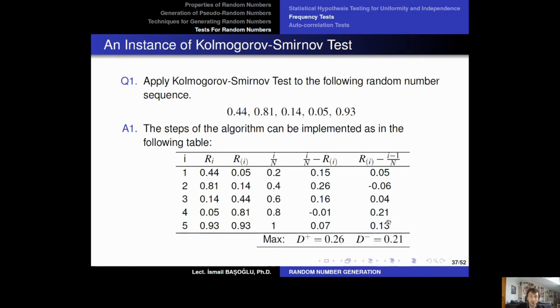Please note that you are not calculating the absolute values here. You are just calculating these differences, not absolute values. And then when you are calculating the maximum of them, again, negative values are going to be assumed as smaller than the greater value. So you are going to find the maximum positive value here. And then we have D plus 0.26 and D minus 0.21. The maximum of these two values, 0.26, is the maximum deviation of your theoretical CDF from the empirical CDF. This is my test statistic.